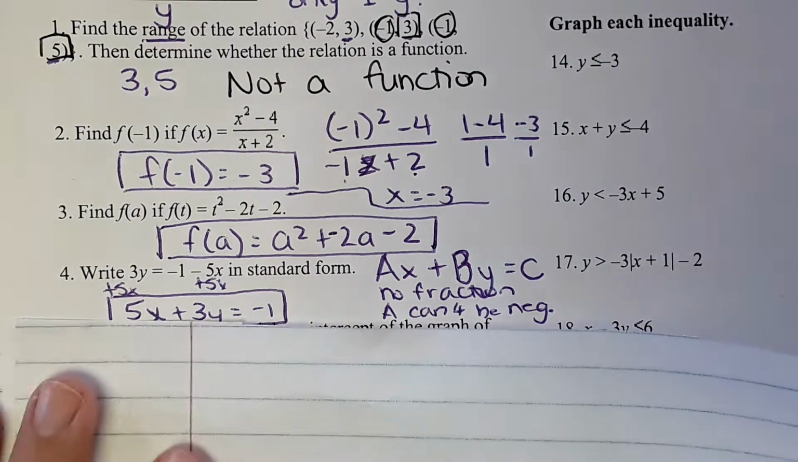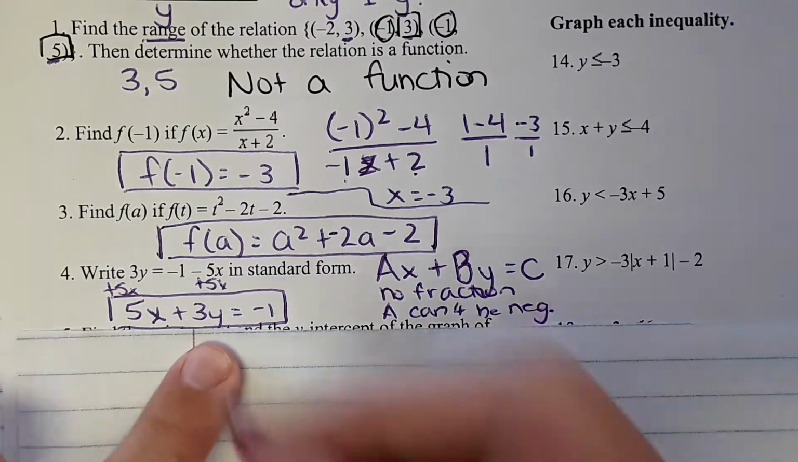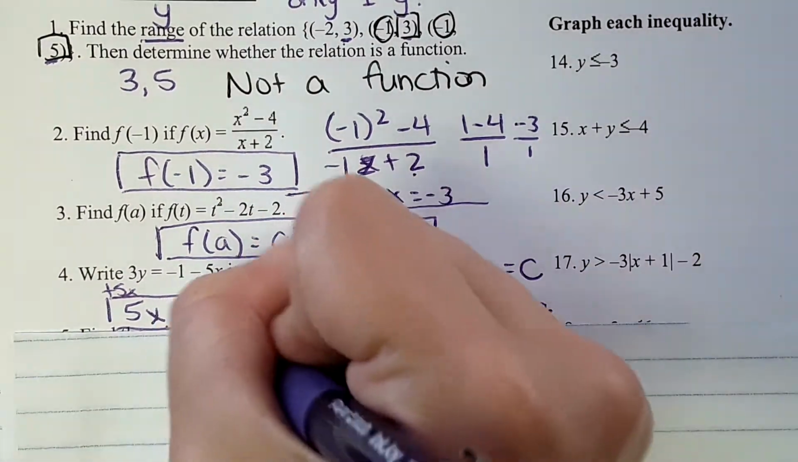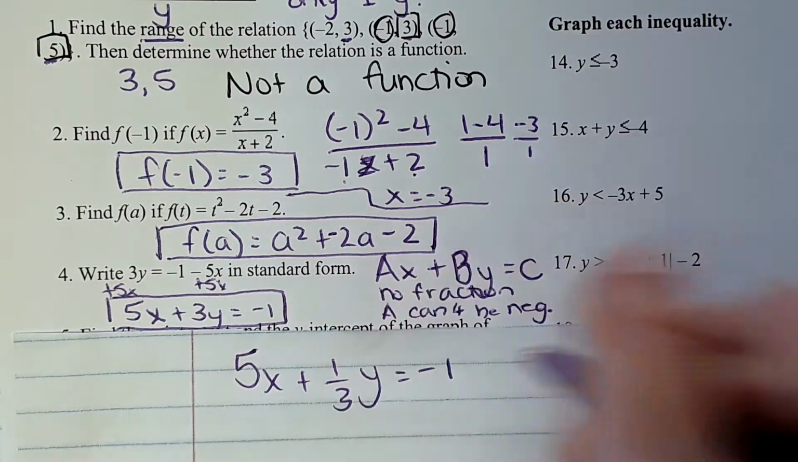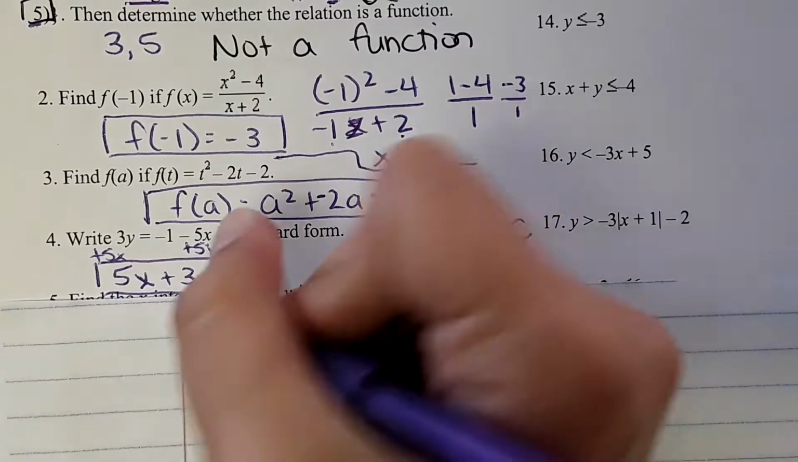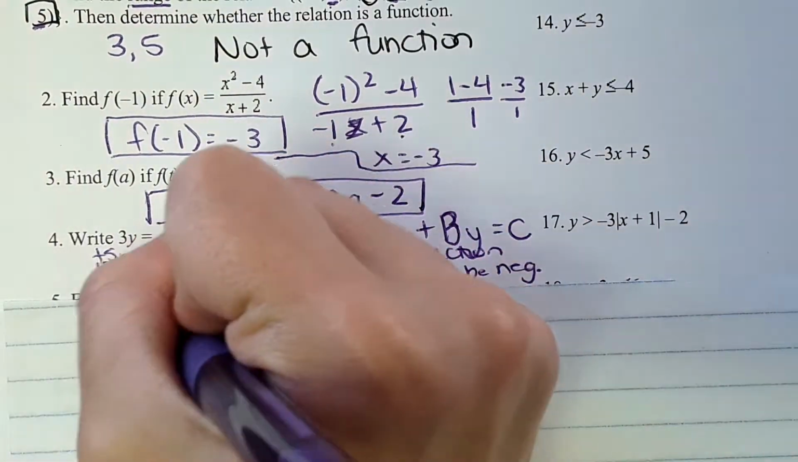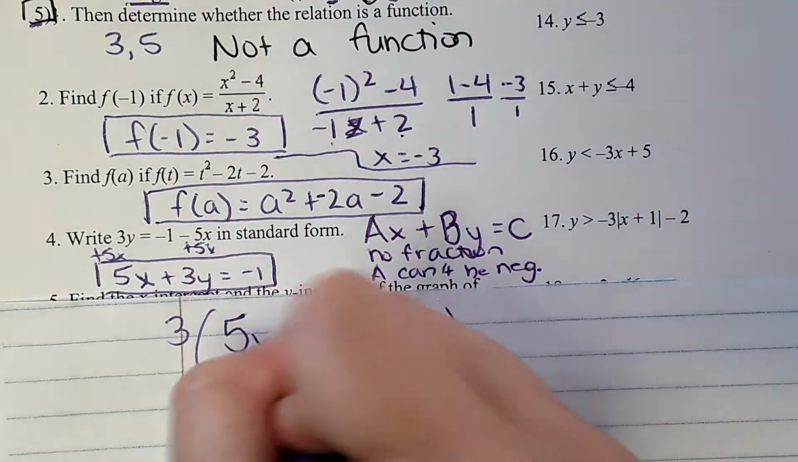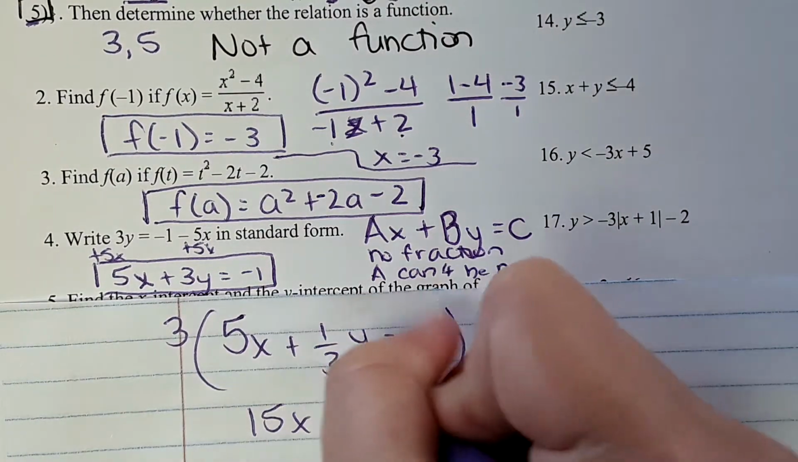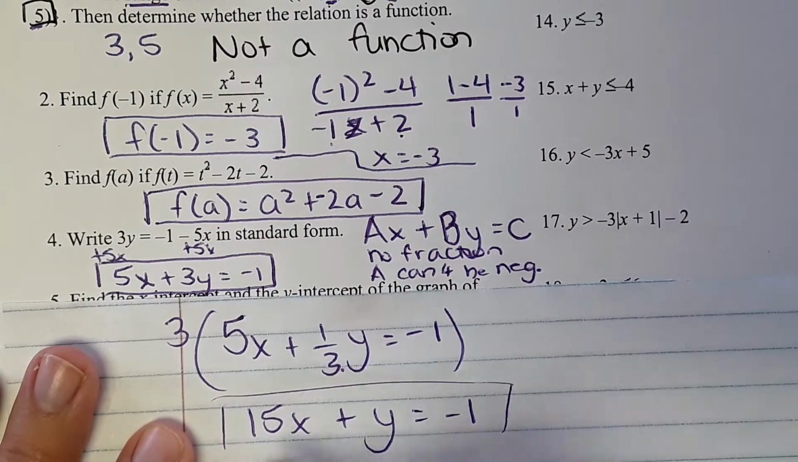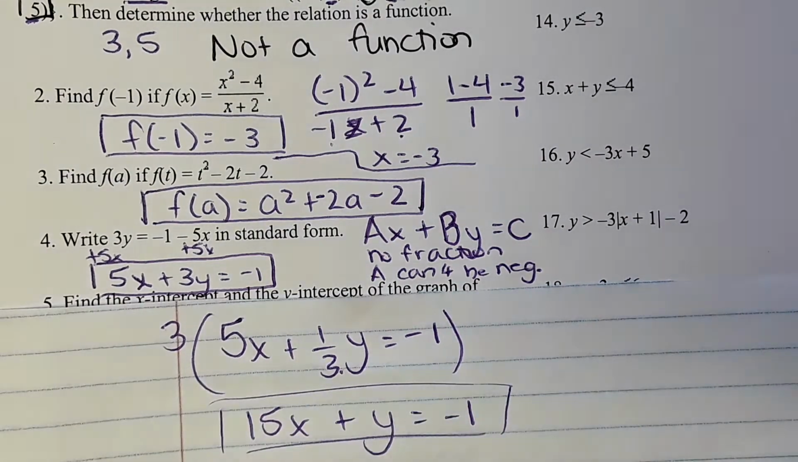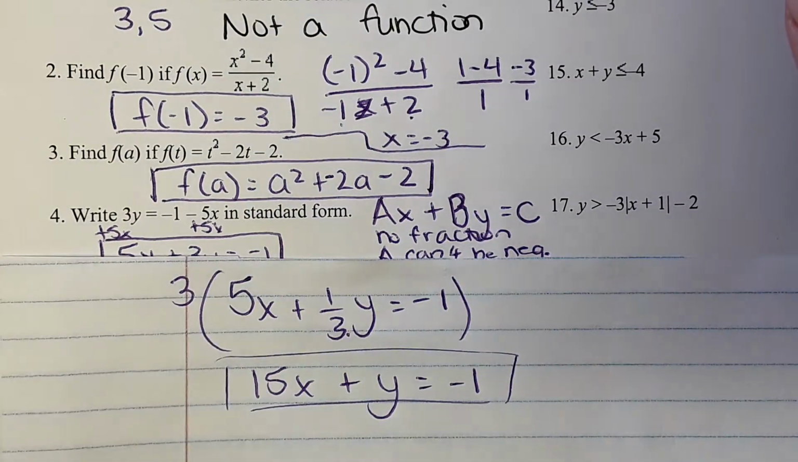What if it was a fraction? Let's say this, instead of 3y, it was 1/3 y. If there was a fraction in there, to get rid of the fraction, you would just multiply this whole thing by 3, the denominator here, and you would get 15x plus y equals -1. And then this would be your standard form. So if there was a fraction, you just multiply the whole thing by the denominator of the fraction.